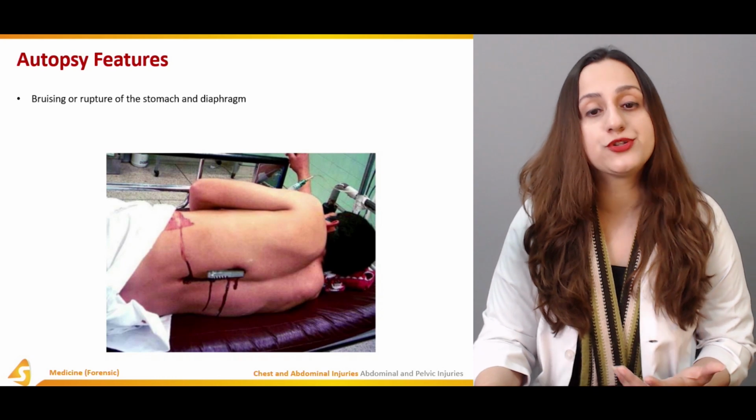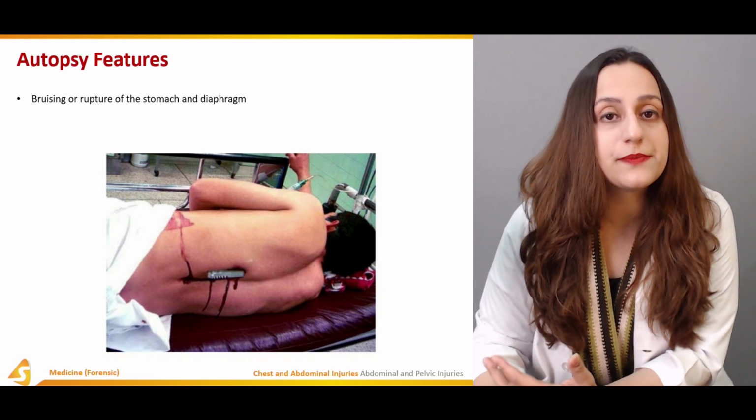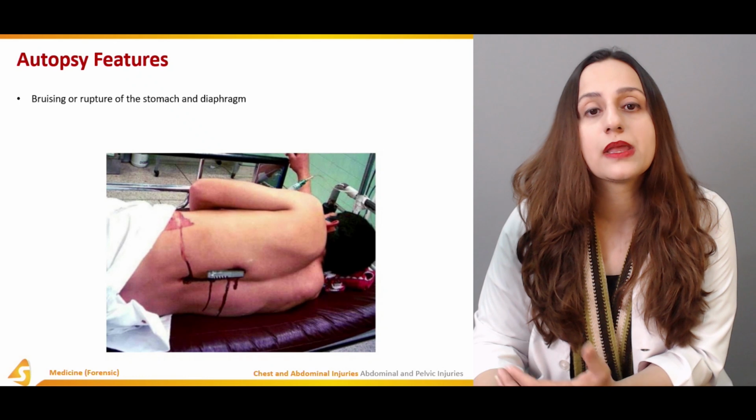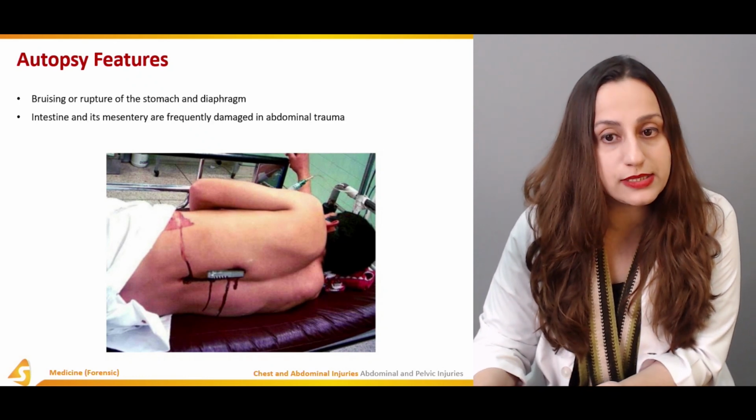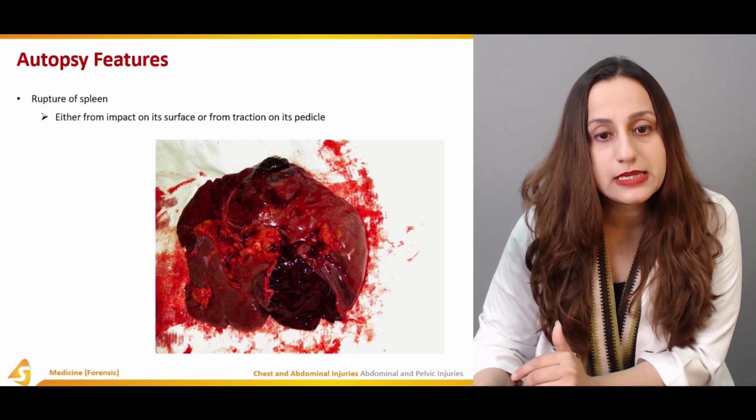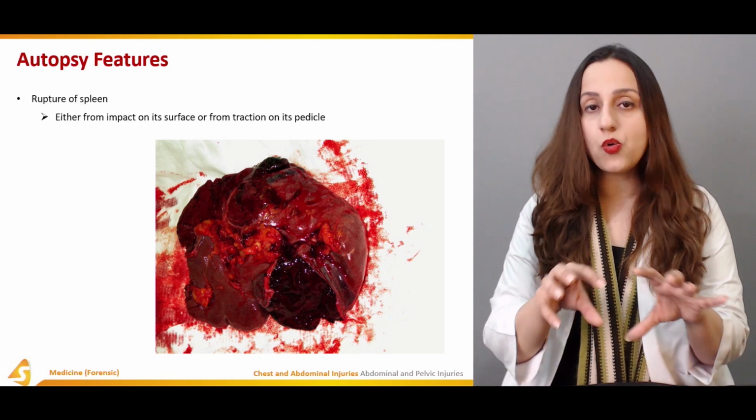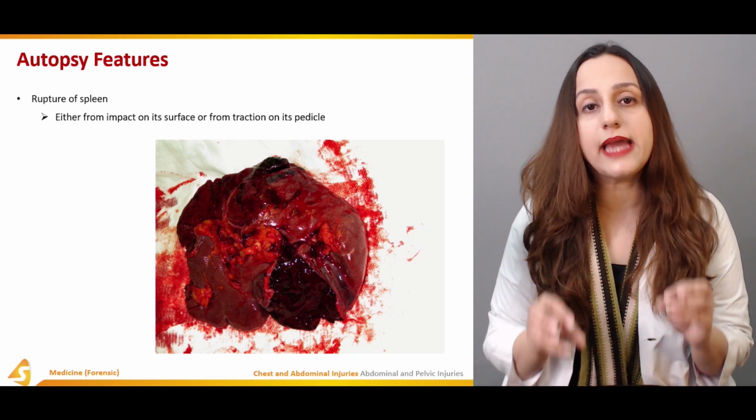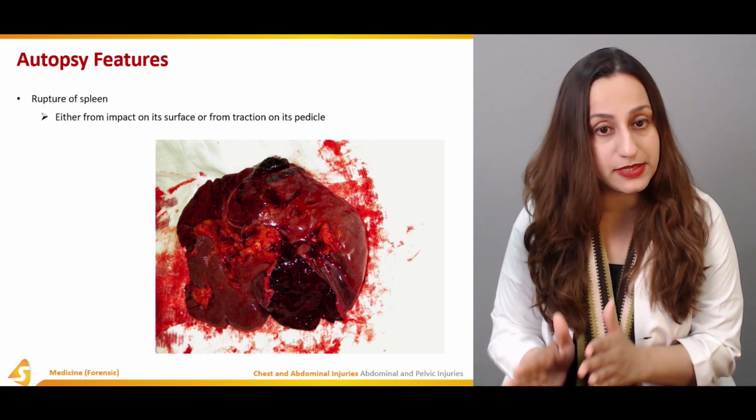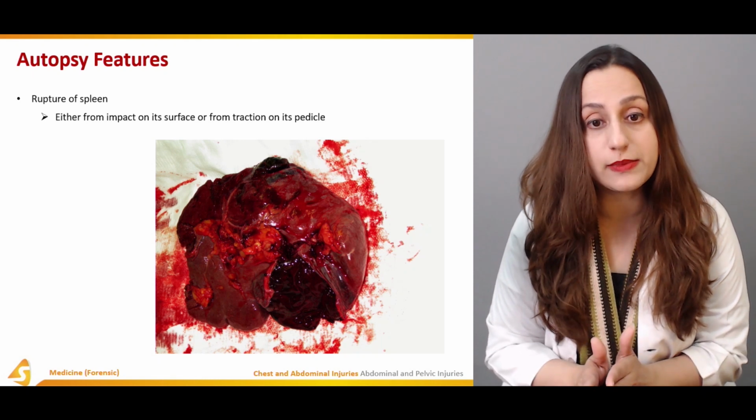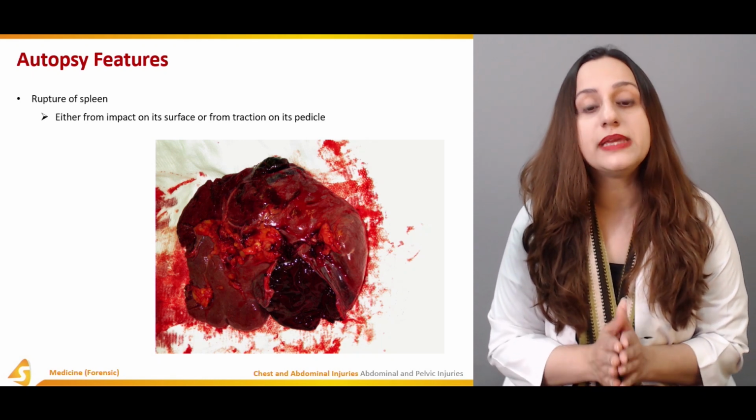And bruising or rupture of the stomach and the diaphragm is something that we can encounter in the post-mortem. And the intestine and mesentery are frequently damaged in the abdominal trauma. So again, all the structures basically lying in the abdomen have to be sent to the chemical pathologist for detailed examination.